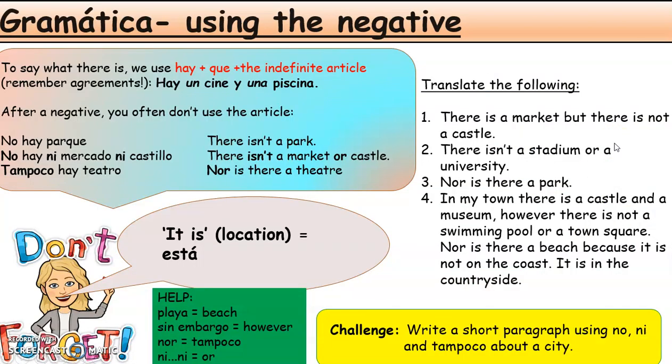And we're going to do a little bit more of grammar by using the negative. To say what there is, we saw that we used hay plus the indefinite article. And remember again the agreements, guys. Hay un cine y una piscina. So after a negative, you often don't use the article. Look at these examples and write them down. No hay parque, there isn't a park. No hay ni mercado ni castillo, there isn't a market or castle. Tampoco hay teatro, nor is there a theatre.